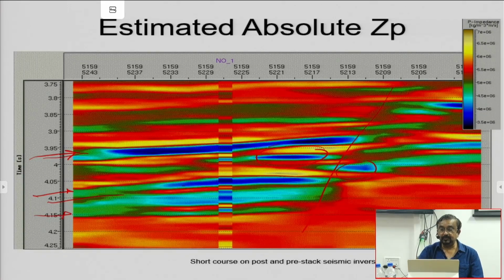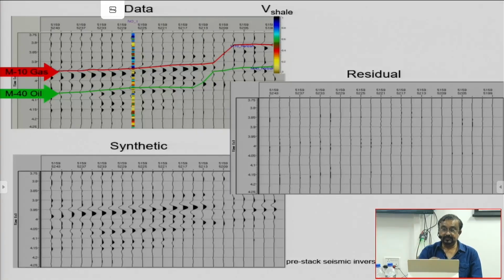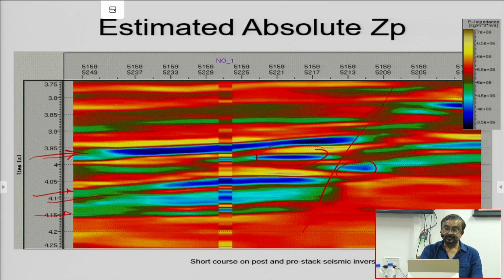The other thing we look at is how well we're matching the traces. So here this is your data, a few of these traces are your synthetic data, and that's the residual. So we're fitting the data quite well, and we are able to get an acoustic impedance model that is validated at the well location. This complete well information was not used in the inversion. It's the low frequency trend that was used.